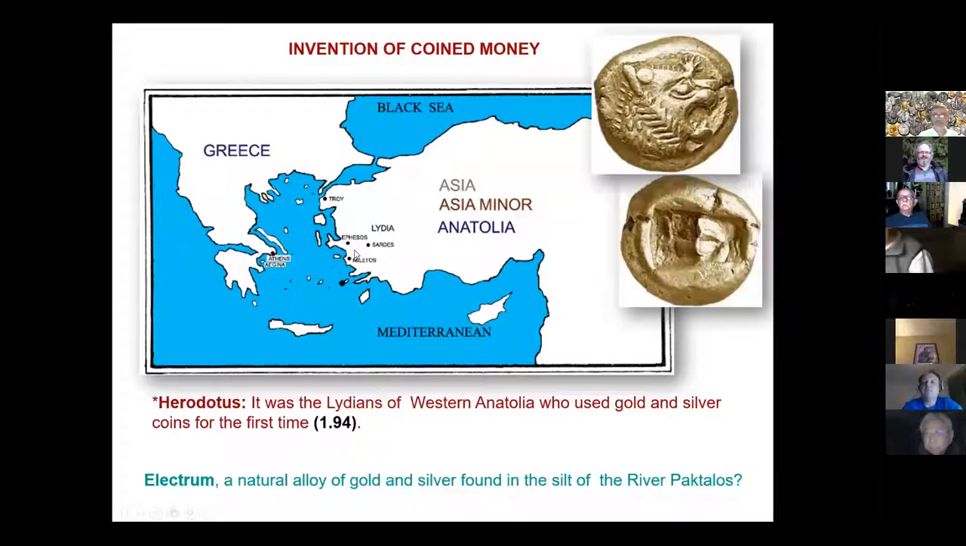The metal of the first coins was electrum, a natural alloy of gold and silver found in the silt of the river Pactolus. Now, why do we talk about this river Pactolus? It is because of a mythological, a very well-known mythological story.